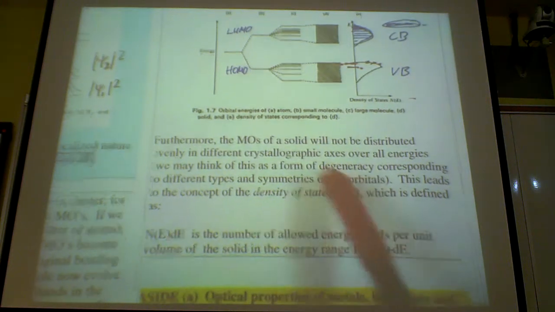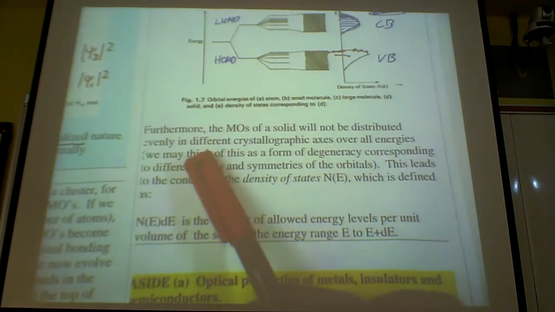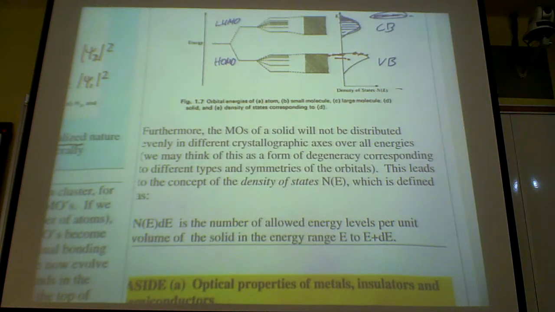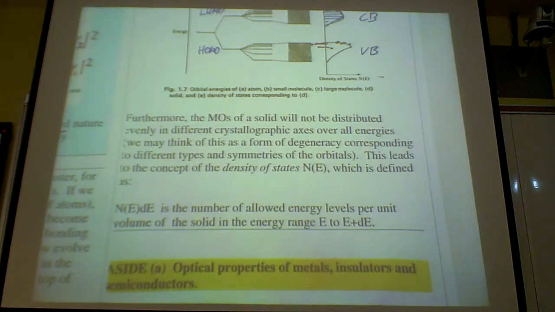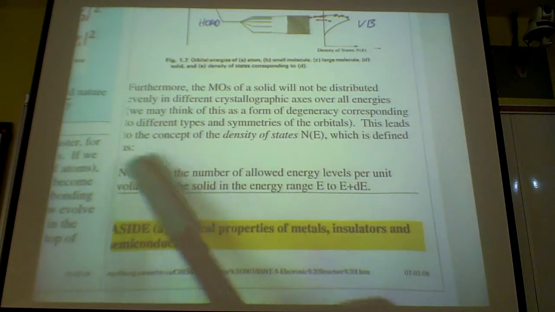Okay, so the MOs will not be distributed evenly in different crystallographic axes over all energy, right? So this is exactly how the physical structure relates to the electronic structure. This is why we talk about physical structure first. This is how it's connected. We think of this as a form of degeneracy corresponding to how you combine the AOs together to make different types and symmetry of this. And this leads to the density of states, which is defined this way.